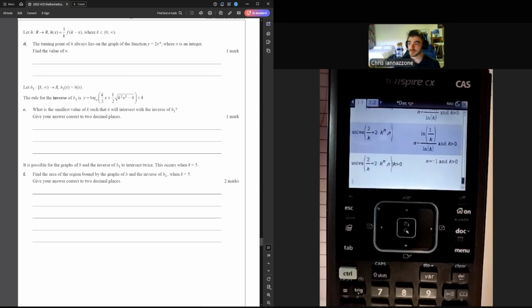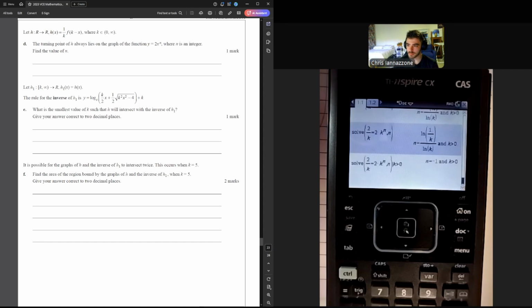And finally, we have E, which is quite possibly the hardest question in this entire exam, which is nice of them to only give it 1 mark. So what are we doing here? Well, the rule of our inverse is given by that nasty function.